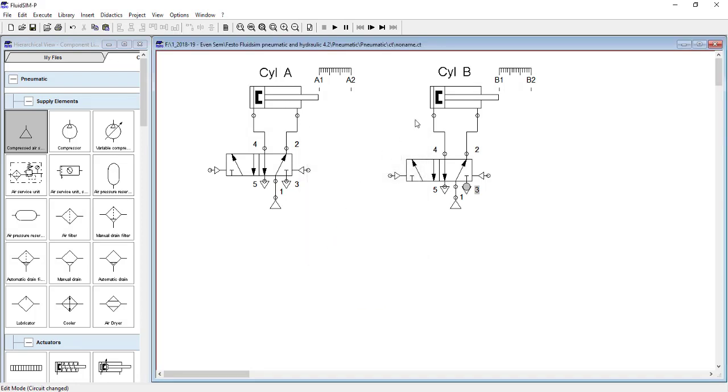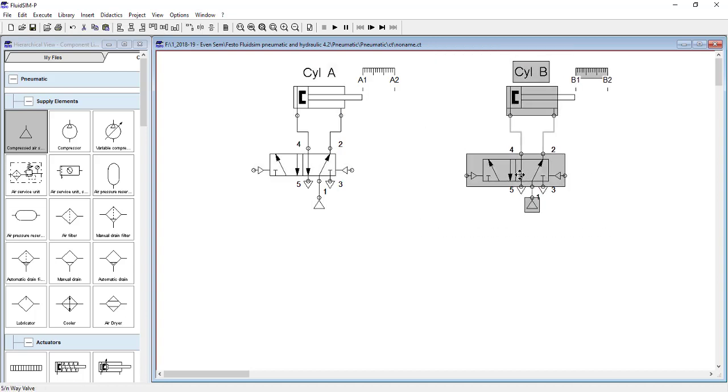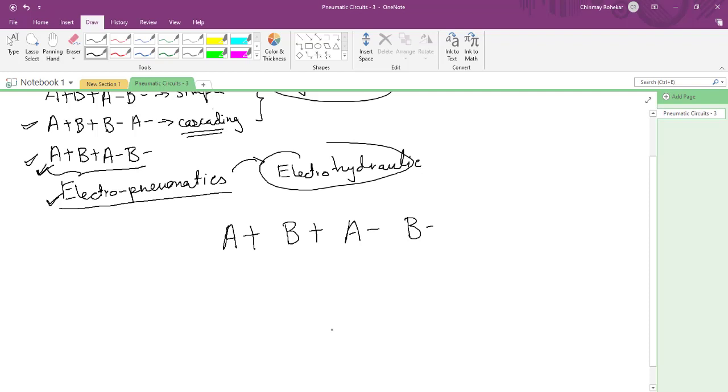Okay, so we are done with the cylinders and the two 5 by 2 direction control valves. After the 5 by 2 direction control valves, what is the next step? If you remember from yesterday's lecture, first we have to write the motions with the limit switches, and then we have to decide which are the upper limit switches and which are the lower limit switches. So we again go over here. So this is our motion, right?